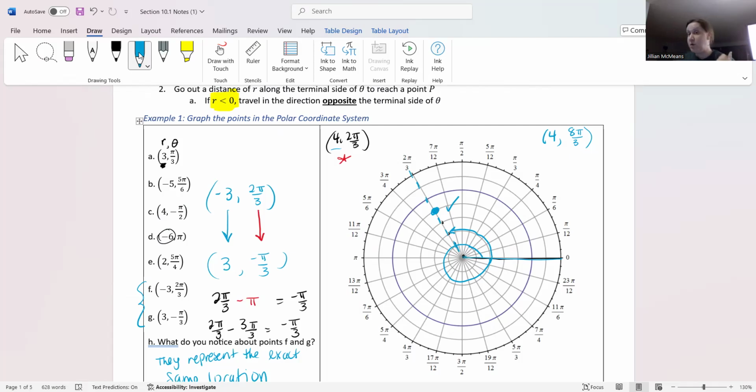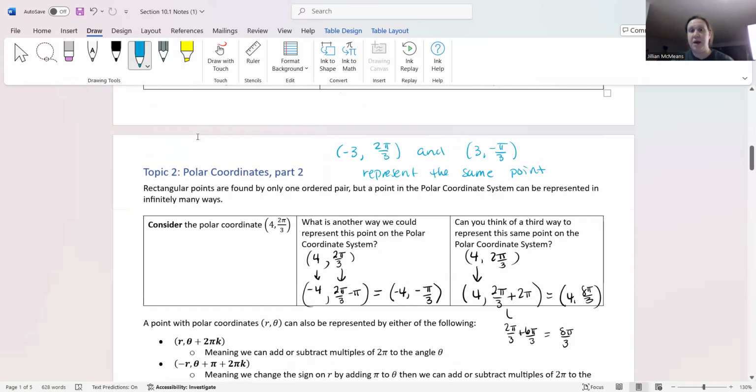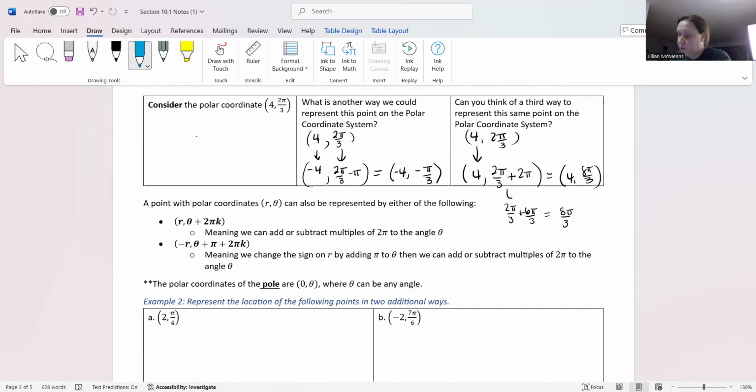Okay, so if you leave your r exactly alone, just go ahead and add 2 pi, or subtract 2 pi. You could subtract 2 pi as well. If you want to change r, if you want to change the sign of r, you only have to add or subtract just regular pi. Okay, so that's how you can get multiple points that represent the exact same location. And we have that laid out right here.